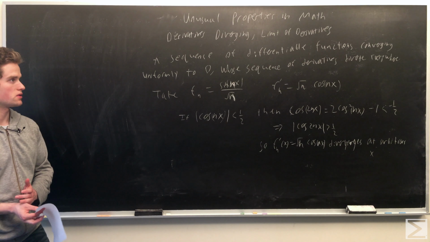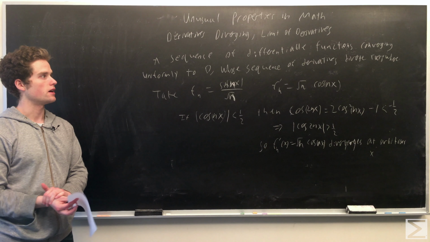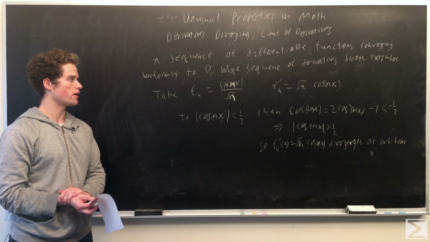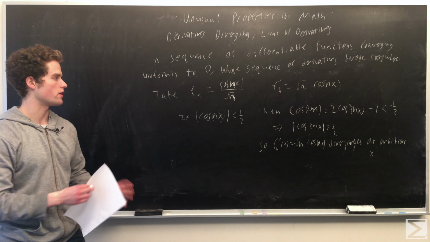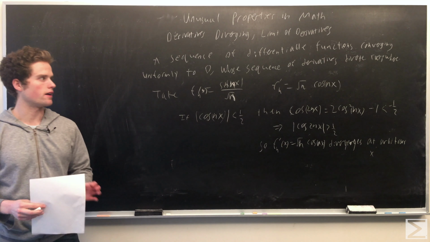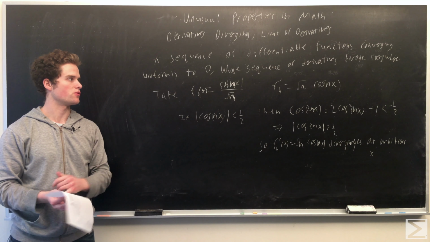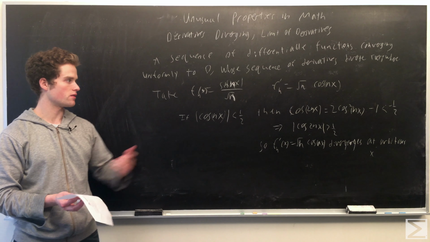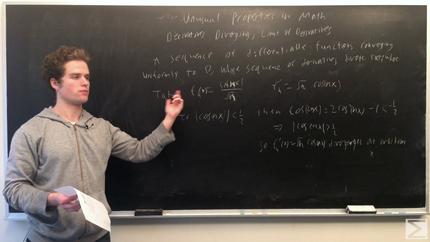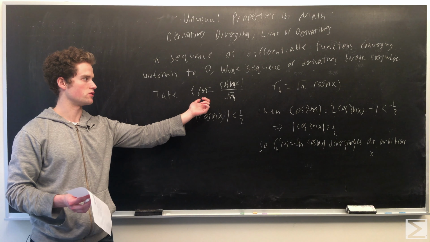So first, a sequence of differentiable functions which converge uniformly to zero, whose sequence of derivatives diverges everywhere. We're going to take our sequence f_n(x) equals sine(nx) over root n. Sine is always going to be between -1 and 1, and root n is going to infinity. And so clearly, if we take n big enough, our function everywhere will be less than some epsilon. So this converges uniformly to 0.